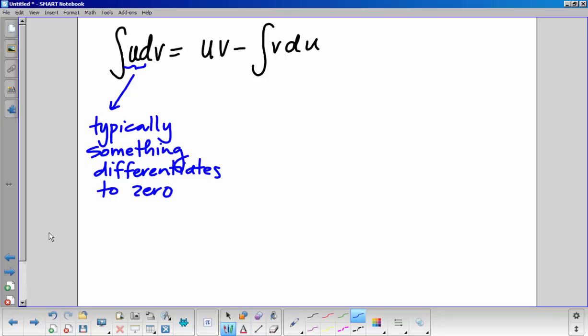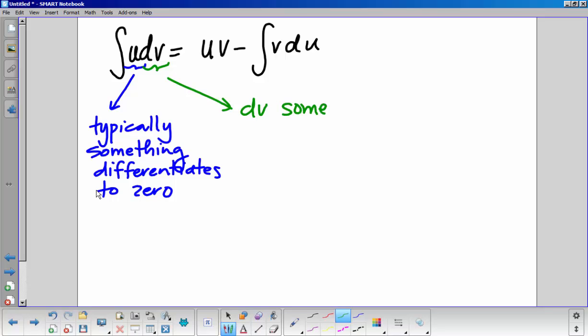Can you think of a function that differentiates to 0 eventually? 5x squared, because if you take the derivative of 5x squared, you get 10x, and then you get 10, and then you get 0. So, yeah, a polynomial fits that bill. Not e to the x. And then dv is something that integrates easily.